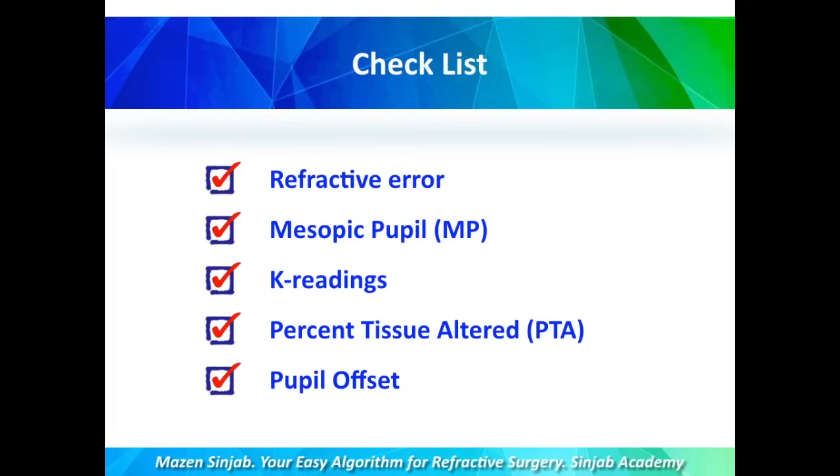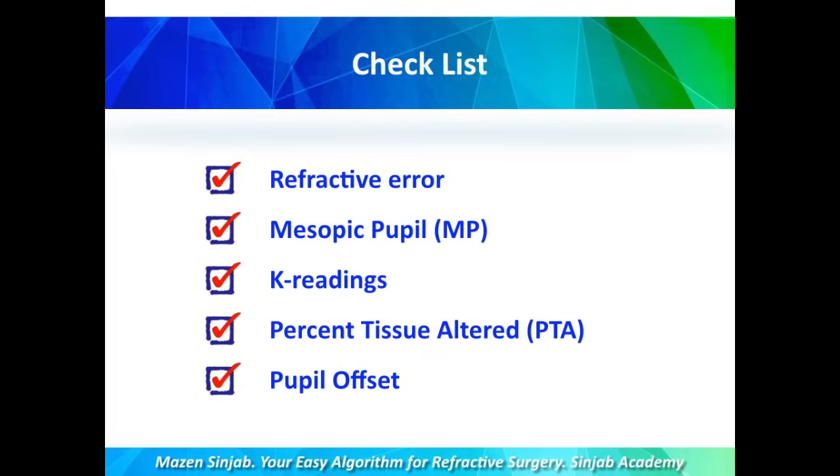The first one is refractive error. After we measure the refractive error, we can determine what options are most suitable in the algorithm. Number 2, mesopic pupil. We have to measure the mesopic pupil in order to determine the optical zone. Number 3, K readings. They are important in order to avoid flap complications and also for the calculations of treatment.